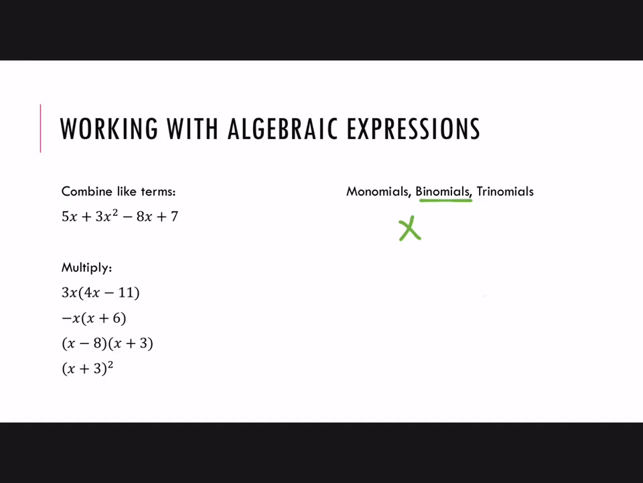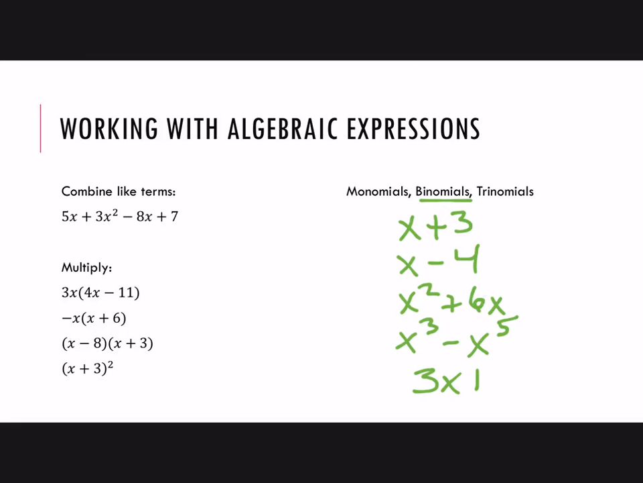So examples would be x plus 3, x minus 4. We could have x squared plus 6x. We could have x cubed minus x to the 5th. Those are all two-termed things. Now notice something like 3x plus 2x. It looks like a binomial, but it's actually not. We can combine these, they're like terms. So this is 5x, and that's actually a monomial, a one-termed polynomial.